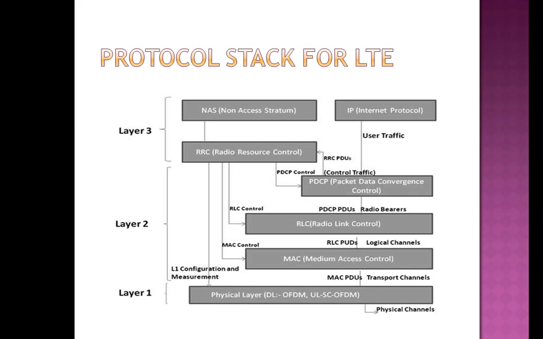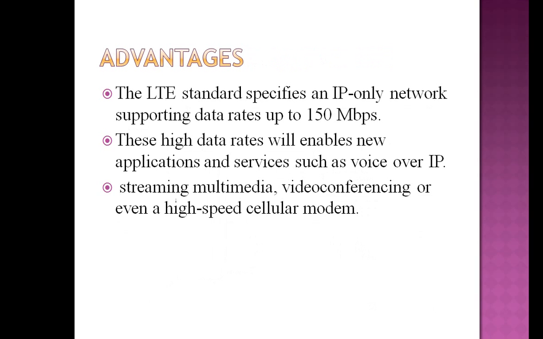OFDM, orthogonal frequency division multiplexing, is used for the physical layer. Layer 2 has the MAC layer, RLC, and PDCP, the packet data convergence protocol. Layer 3 has radio resource control and the non-access stratum. The advantage is that LTE is a standard, IP-only network, supporting data transfer of 150 Mbps.